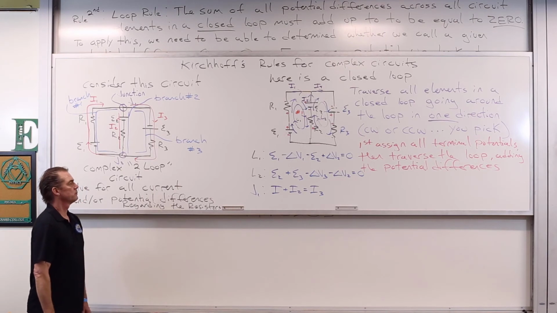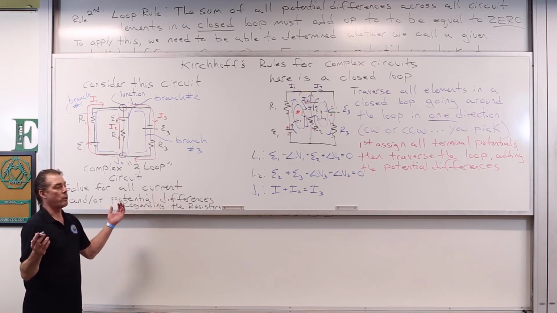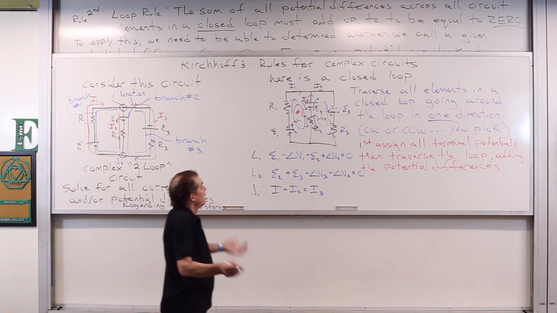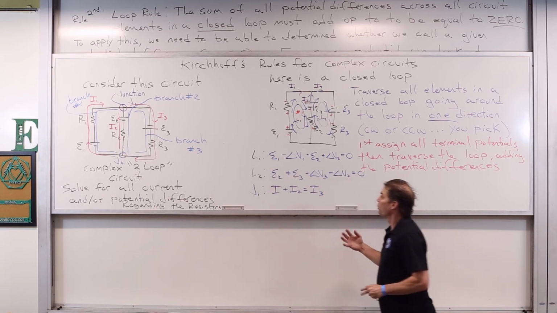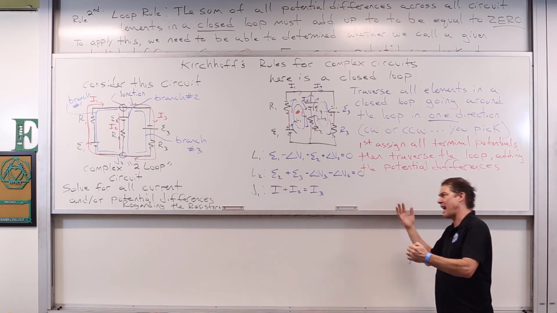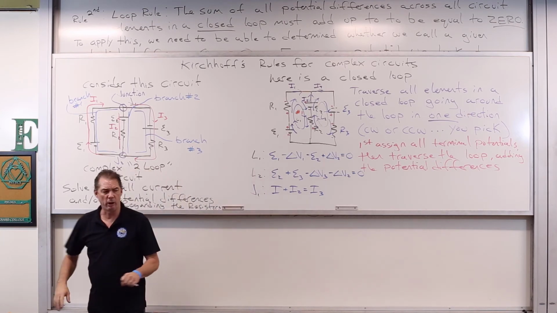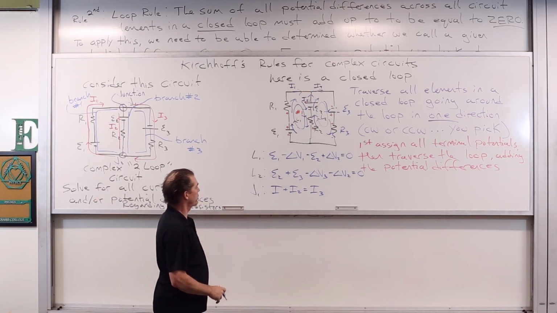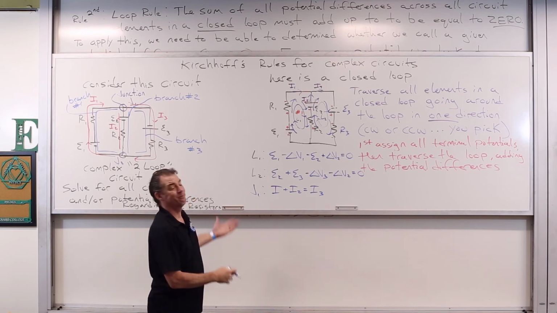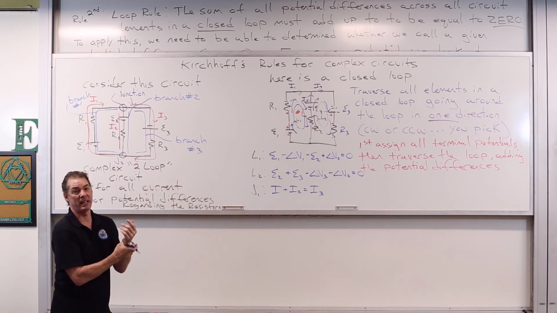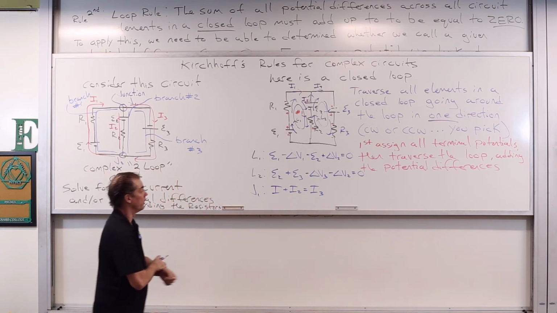So, that's what we get. That's what we need to be able to do. Utilize the junction rule to say what the direction of the currents are, get all the terminal potentials, utilize the loop rules, and come up with these three expressions here. Or enough simultaneous expressions to solve for what's unknown.